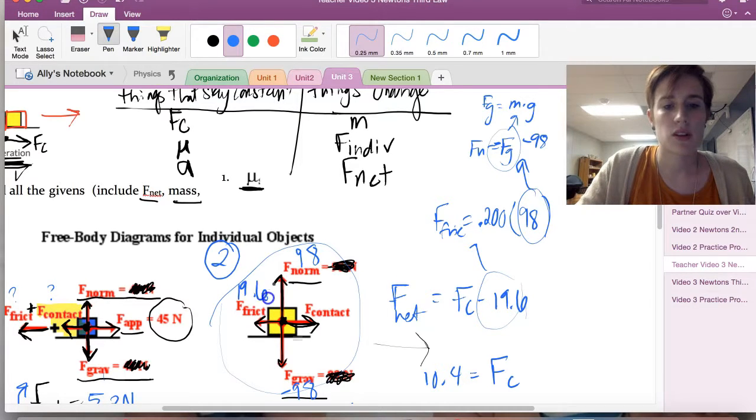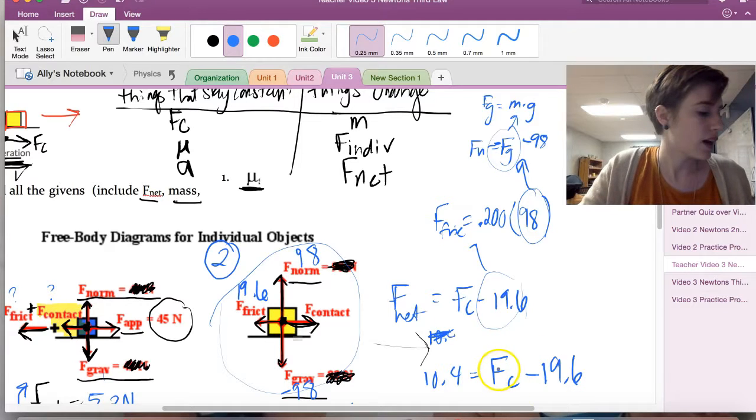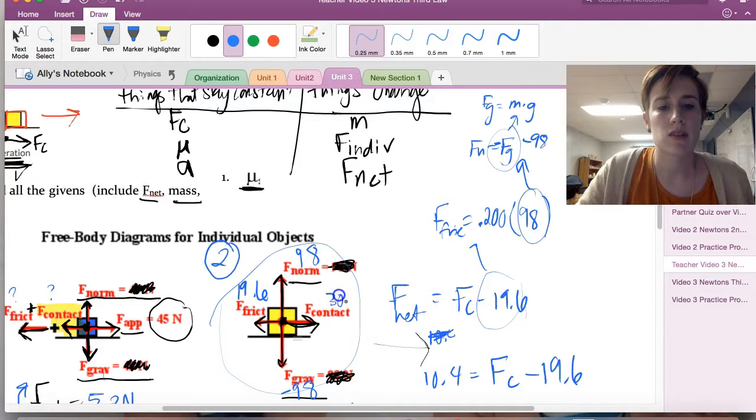19.6 is friction. Okay, so now I can find my contact force. My gravity and my normal forces equal each other out. My net force is 10.4. So I put in 10.4. Oh, I already wrote that. 10.4 equals your contact force minus 19.6. So if I do 10.4 plus 19.6, my contact force is 30 newtons.